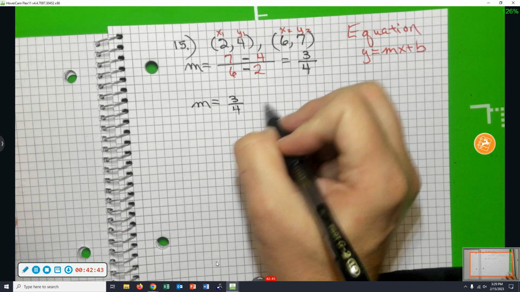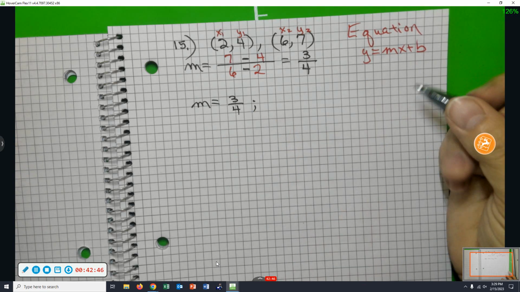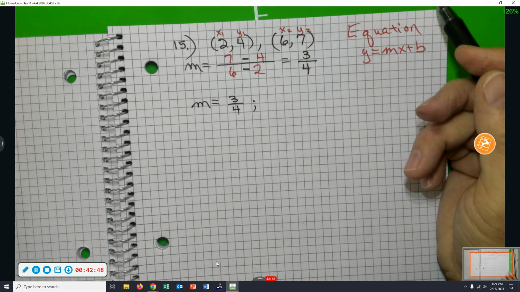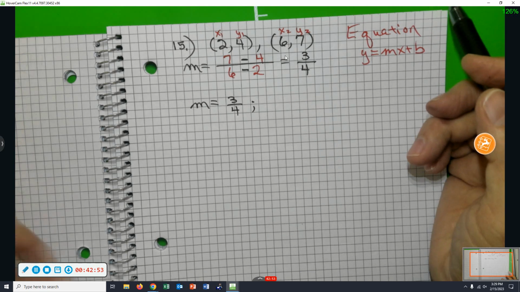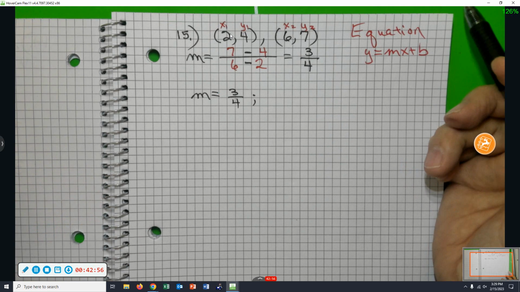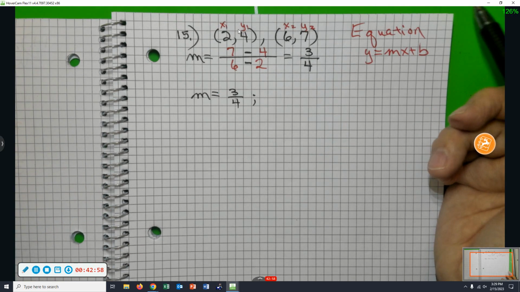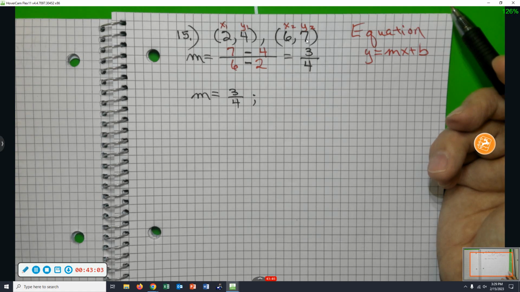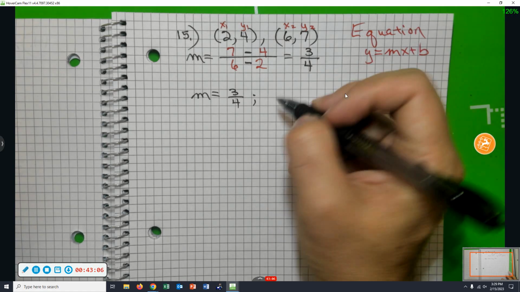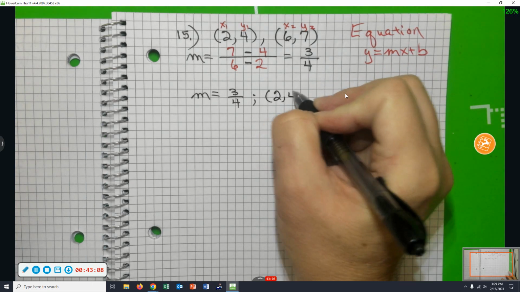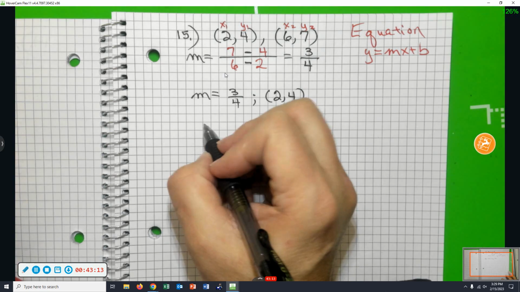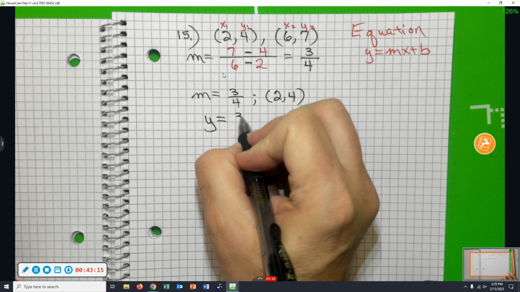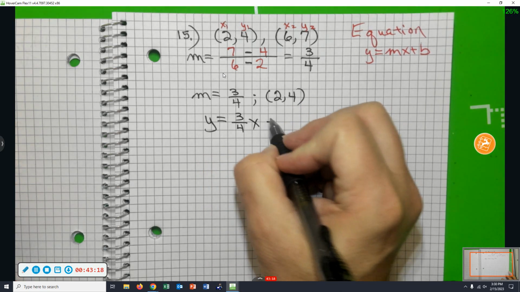The most basic problem-solving strategy: if you know how to do one problem, we know how to do it when you have m and one point. When you're confronted with a new problem, make it look like that other one. So here we have two points. Which one of those do you want to use? You'll get the same answer, but use the first one, the one that has the smaller numbers. Now this problem looks like number 14. We have y equals 3 fourths x plus b.